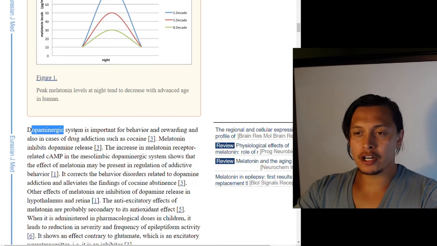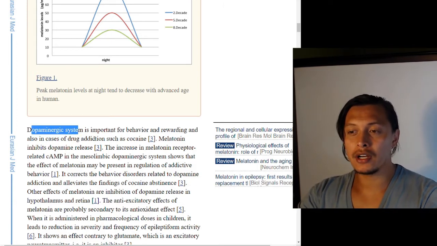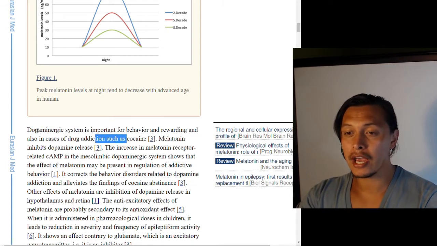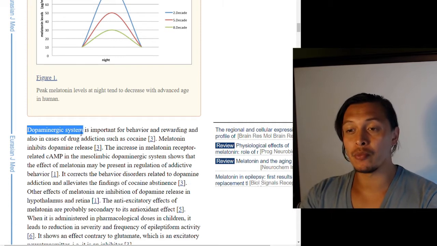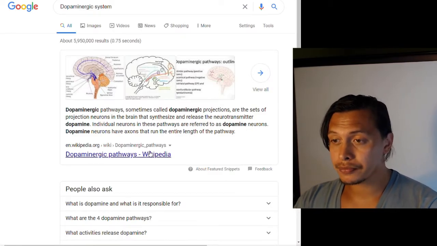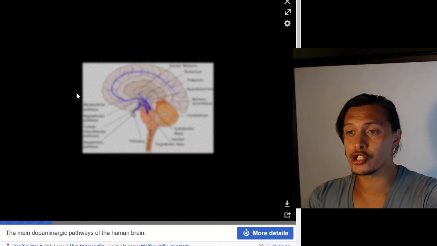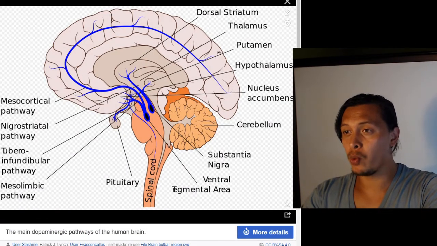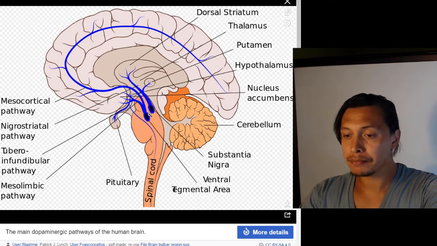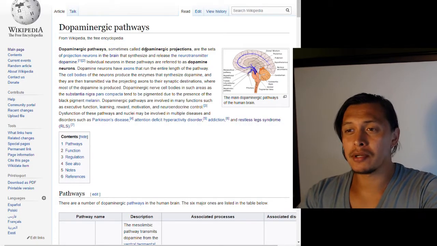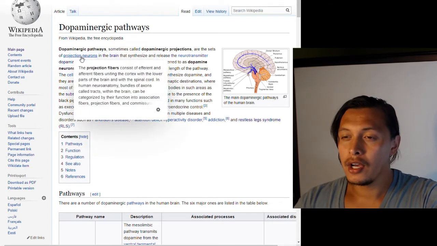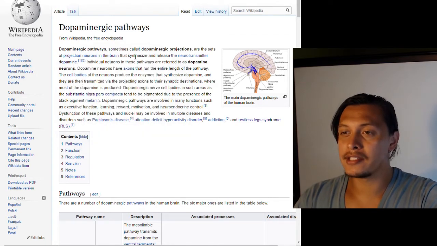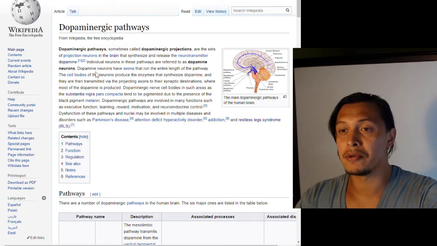So the dopaminergic system is important for behavior and reward, and also in cases of drug addiction, such as cocaine. So what is the dopaminergic system? Well, these are nerves that are associated with dopamine. Here are the dopaminergic pathways. These are sometimes called the dopaminergic projections, and they are the set of projection neurons in the brain that synthesize and release the neurotransmitter dopamine.